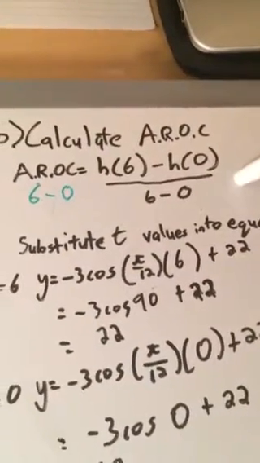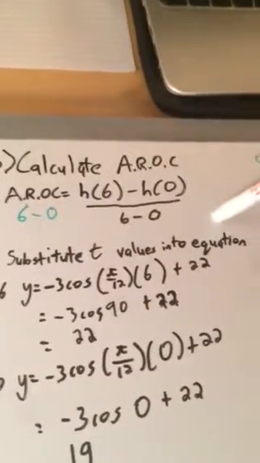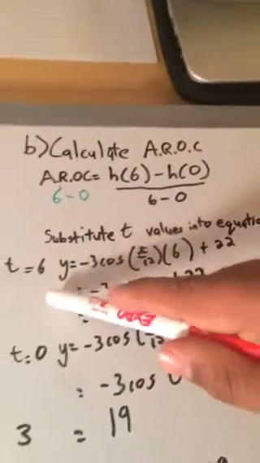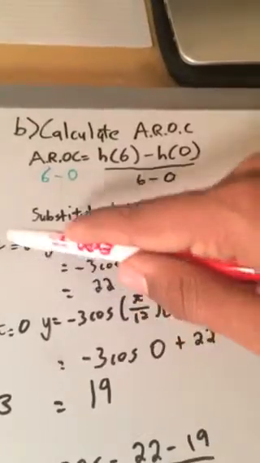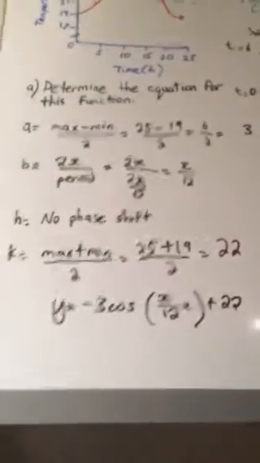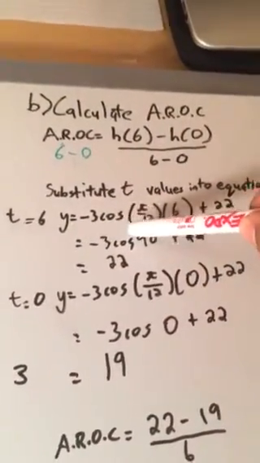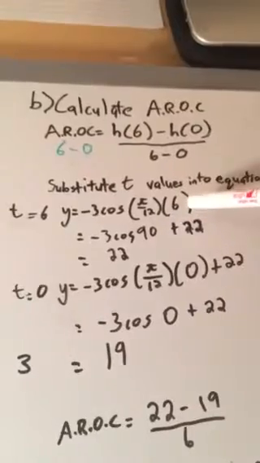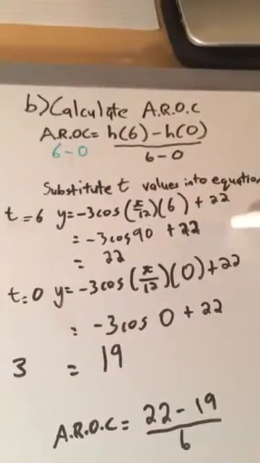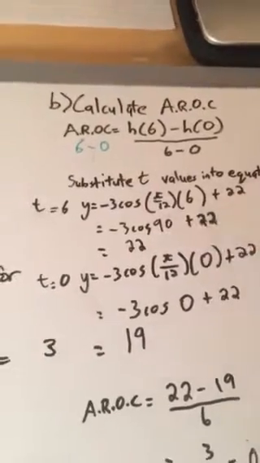So we need to substitute our t values, which is our 6 and our 0, into the equation. So t equals 6. We substitute the 6 into our equation over here. So we get y equals negative 3 cos multiplied by pi over 12 times 6 plus 22. This gives us negative 3 cos 90 plus 22, which equals 22.